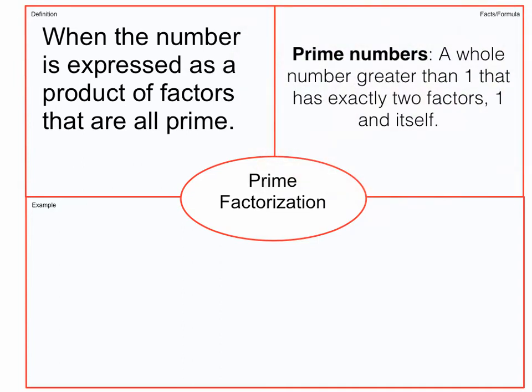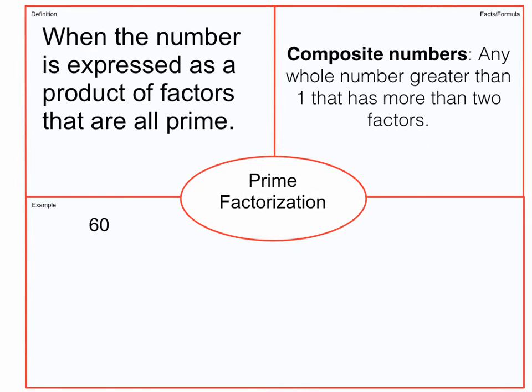Before we get to that, though, we need to know a few key terms. Prime numbers. We're talking about prime factorization. It's a good idea to review what a prime number is. And that's a whole number greater than 1 that has exactly two factors, 1 and itself, versus composite numbers. And that's any whole number greater than 1 that has more than two factors. Knowing that, let's go ahead and do the prime factorization of 60.